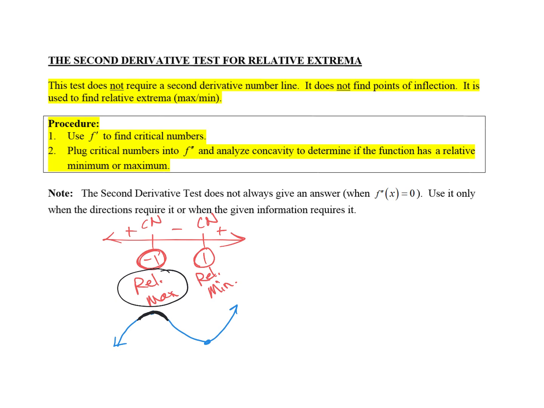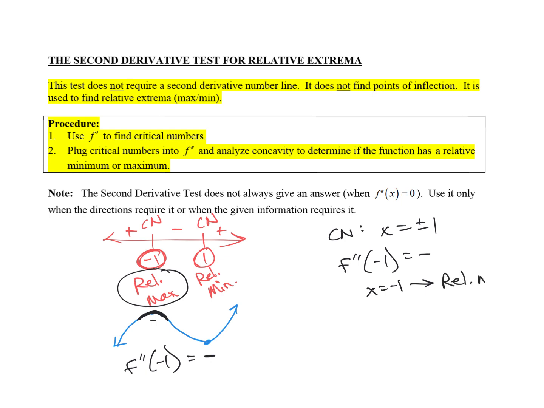It was down. So if I did the second derivative here and I plug in a -1 and I get a negative number, then I know it was concave down at that point. So you don't even have to do a number line. On this one, if I had just found my critical numbers were x equals plus or minus 1, and I just do the second derivative and plug in a -1 and I get a negative, I know that x equals -1 is a relative maximum because the graph is concave down at that point.